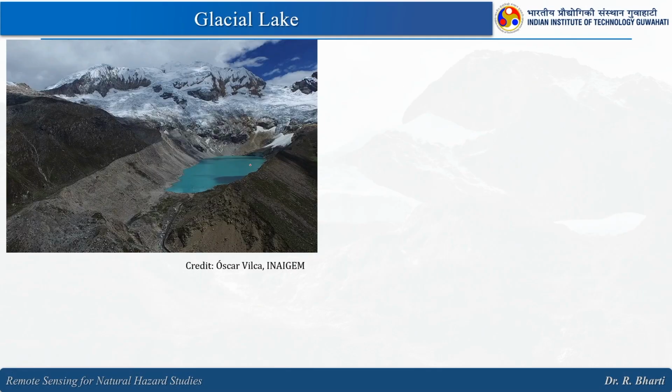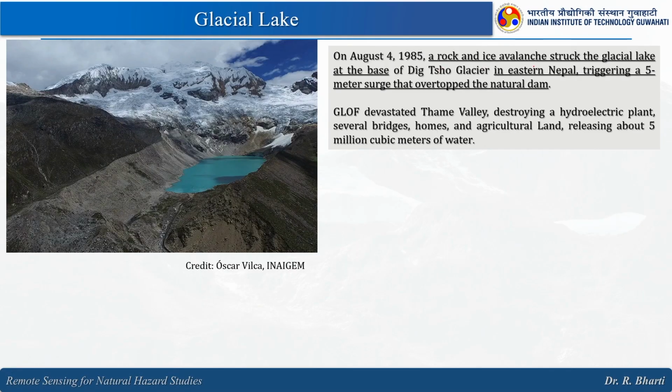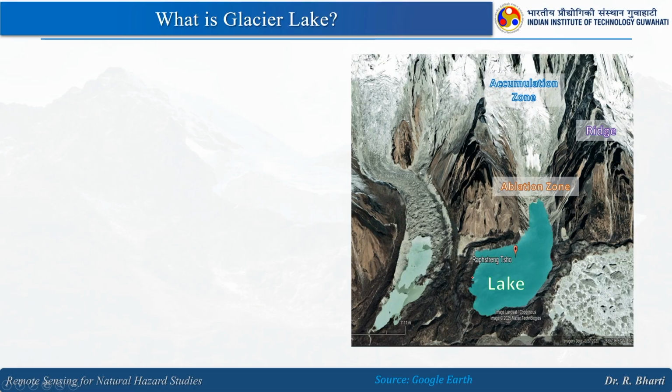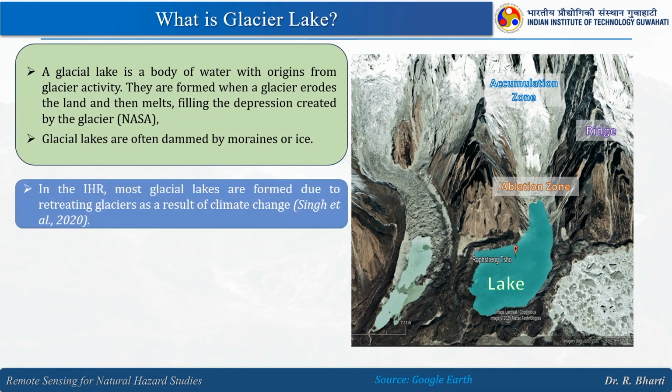So, here you can see some of the glaciers. A rock and ice avalanche struck the glacial lake at the base in eastern Nepal, triggering a 5-meter surge that overtopped the natural dam. So, because of that there was an overtopping and this extra water caused the GLOF, right. Then here you can see the lake surrounded by steep slope below the glacier that feeds the lake and threatens it with flood and avalanches, right. So, such glacial lakes are very important to study and continuously monitor.